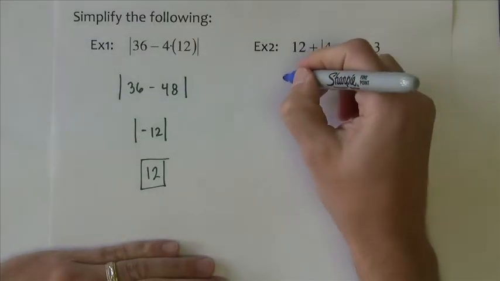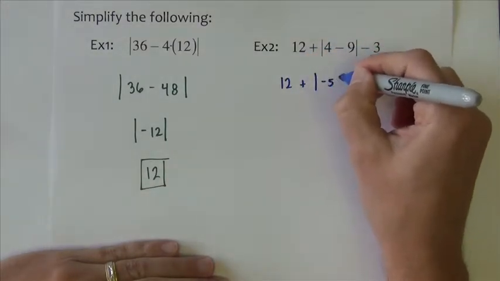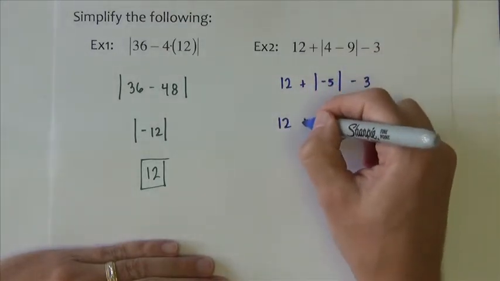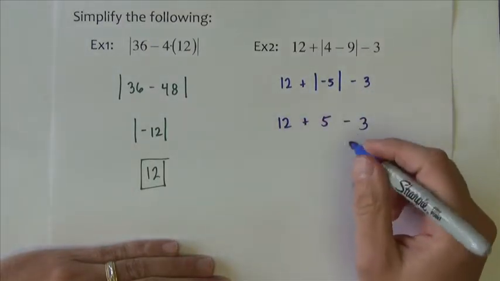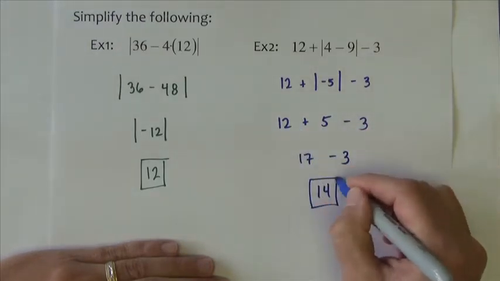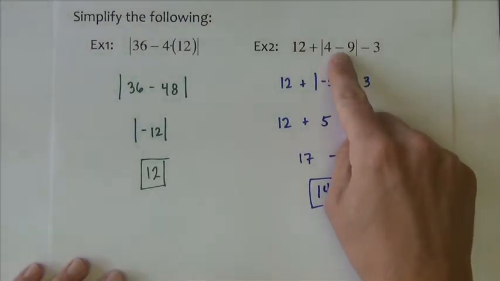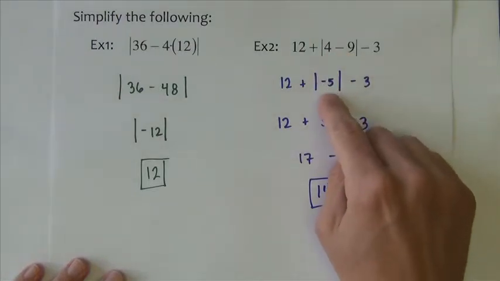Next one, I'm going to work inside absolute value bars first. So 12 plus absolute value of -5 minus 3. Absolute value of -5 is 5. And now we can work left to right. 12 plus 5 is 17. Minus 3 is 14. Okay. So really just sticking to order of operations, think of absolute value bars as parentheses, but don't change minus signs to pluses, change negative numbers to positive after you've got it down to just one single number.